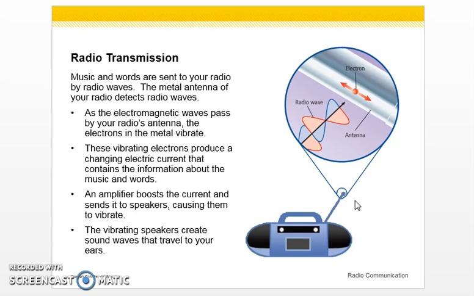Music and words are sent to your radio by radio waves. The metal antenna of your radio detects radio waves. As the electromagnetic wave passes by your radio's antenna, the electrons in the metal vibrate. These vibrating electrons produce a changing electric current that contains the information about the music and words. An amplifier boosts the current and sends it to the speakers, causing them to vibrate. The vibrating speakers create sound waves that travel to your ear.